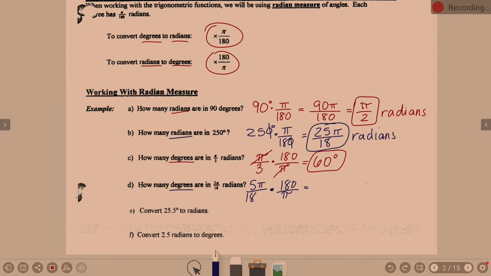The pi's still cancel. Right? I personally also would look here, 18 and 180. Yeah, they both divide by 18, yes. And so when I cancel that, 18 is gone to be 1, and 180 divided by 18 is 10. So then we have 50 degrees. 5 times 10, which is 50 degrees. You figure out how you want to work this, right? Okay. E. Converting 25.5 degrees to radians.